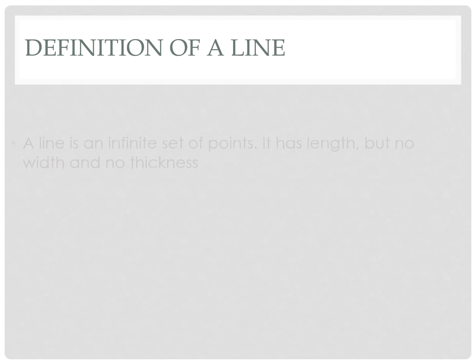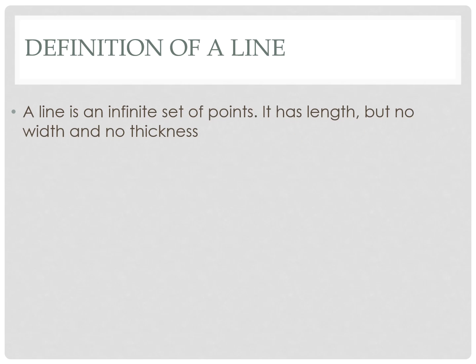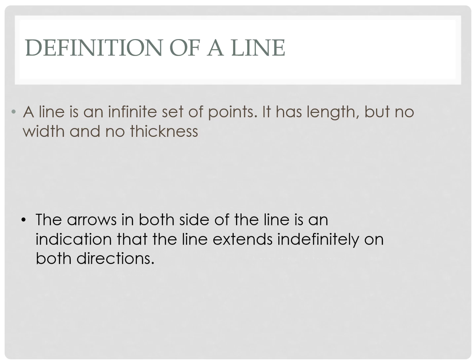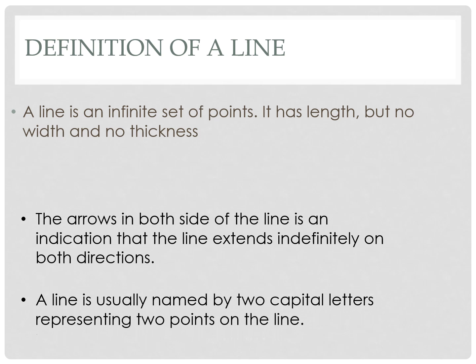So, first things first, let's define a line. A line is an infinite set of points. It has length but no width and no thickness. The arrows on both sides of the line are an indication that the line extends indefinitely in both directions. And the line is usually named by two capital letters, which represent 2 points on the line.